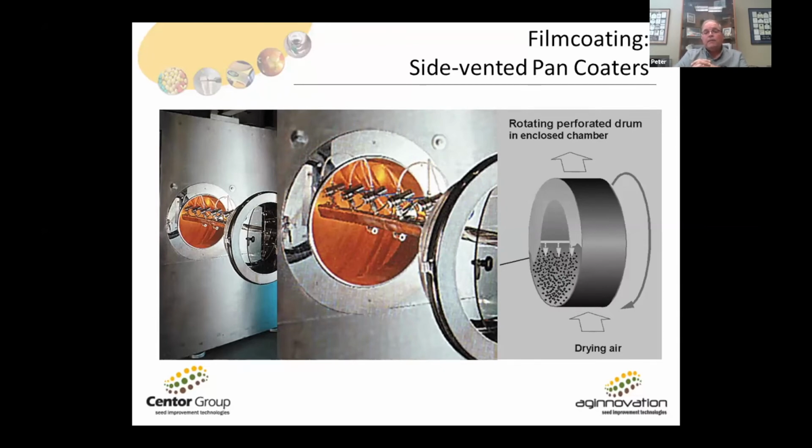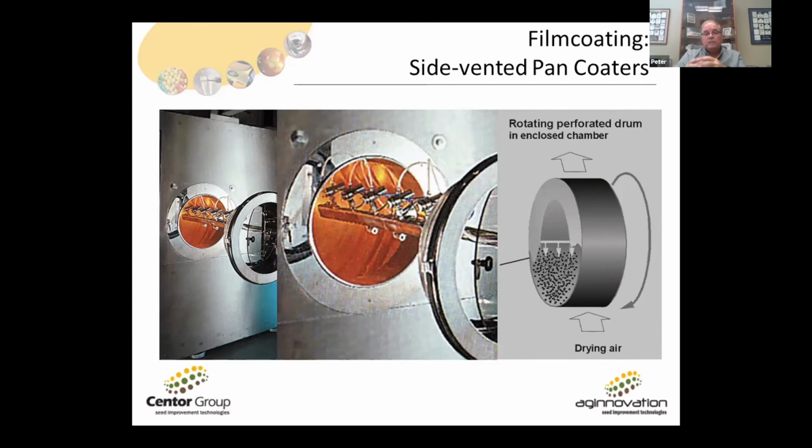And the other unique thing about this is the drum rotates and the seed inside tumbles, but the drum itself is perforated, and we push drying air through the drum, and we can actually control the air in terms of the amount of humidity that's in that air with these systems. And it does a very effective job of drying the seed.